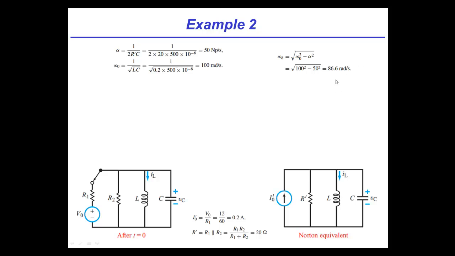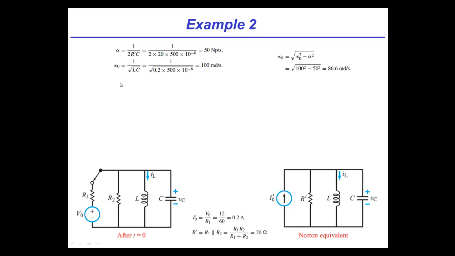Now, just as a side, compare omega naught and omega d. So the omega naught is what the freestanding oscillation frequency would be. Omega d is this damped oscillation frequency. So the damping lowers the frequency. Yeah, you'll notice the damping has lowered the frequency. Okay, so we're almost ready to go. We have alpha and omega naught.